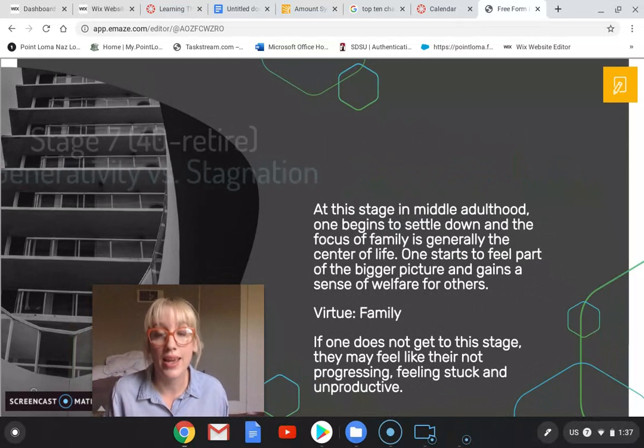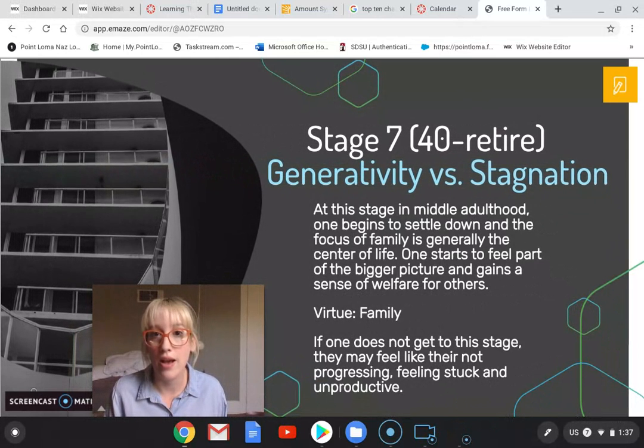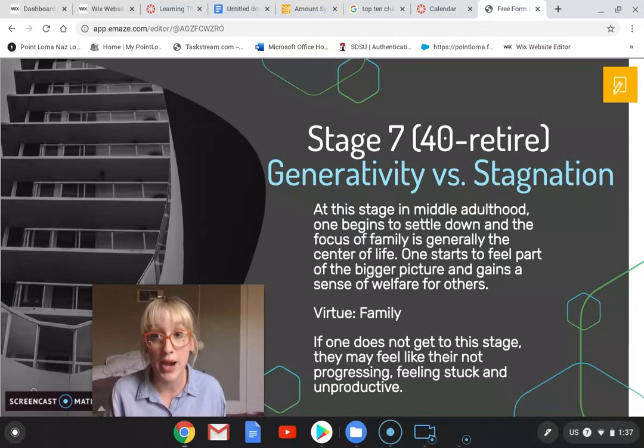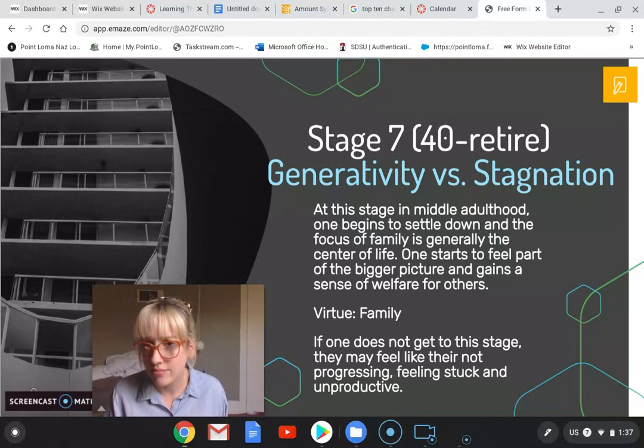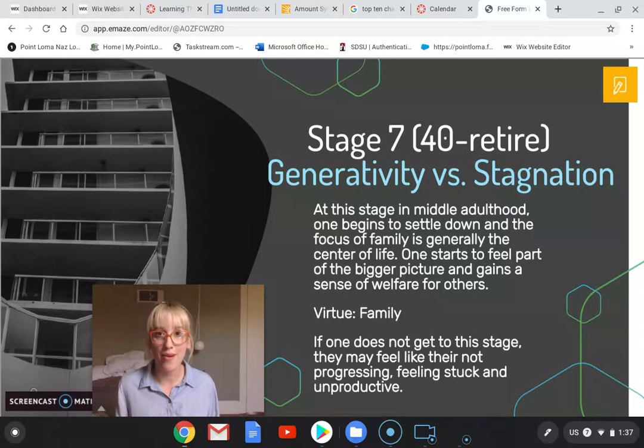The next stage, stage 7, 40 to retirement. This is middle adulthood: generativity versus stagnation. So at this stage, one begins to settle down and focus on family life. You start to see yourself as part of a bigger picture and think about the welfare of others.